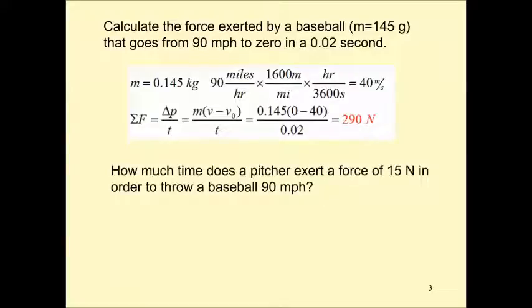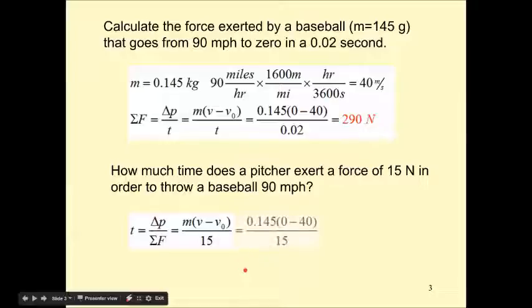So how much time does the pitcher exert a force of 15 newtons in order to throw the baseball 90 miles an hour? So now we're just going to use this same formula, but now we're going to do it in terms of time. We are going to use the baseball mass and everything. We're just going to rearrange this so that time is the change in momentum over the sum of all forces, which were given as 15.